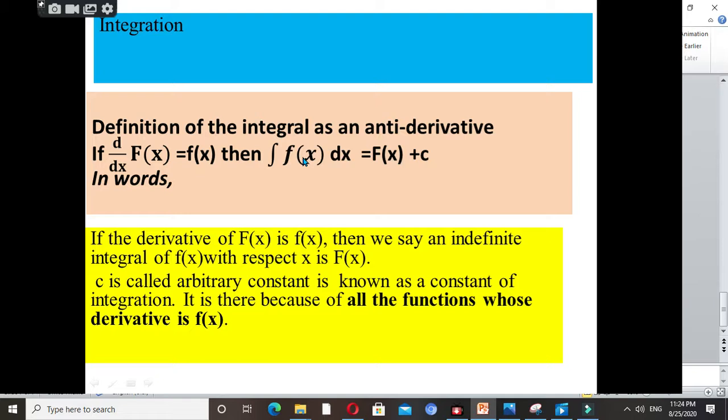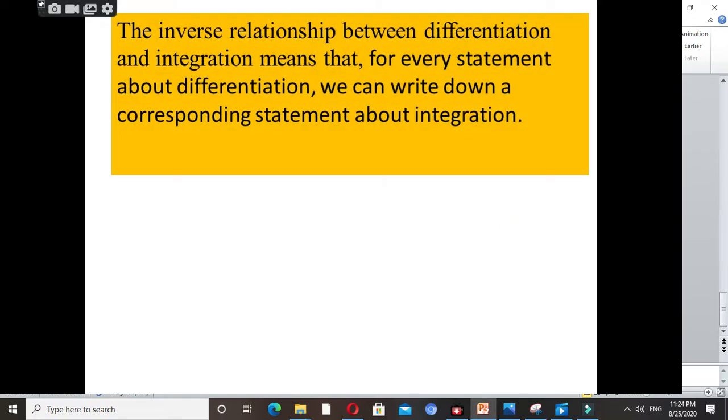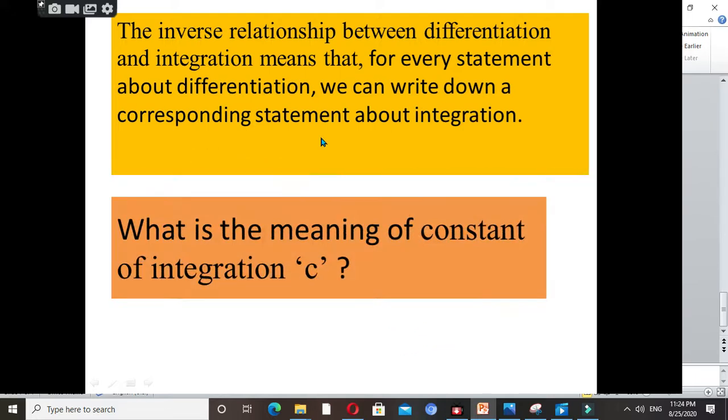Now we know that there is an inverse relationship between differentiation and integration, and to understand this inverse, we are going to take an example from real life. For every statement about differentiation, we can write down a corresponding statement about integration. What is the meaning of the constant of integration? See, it is the important part of this time. So let's go.